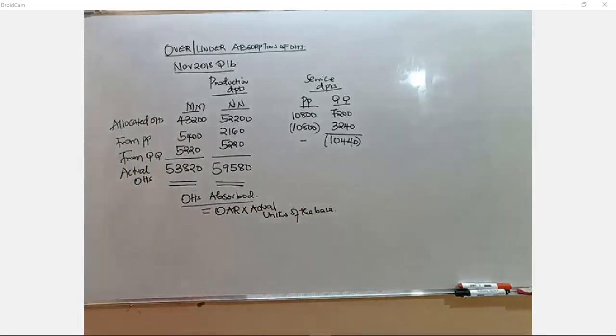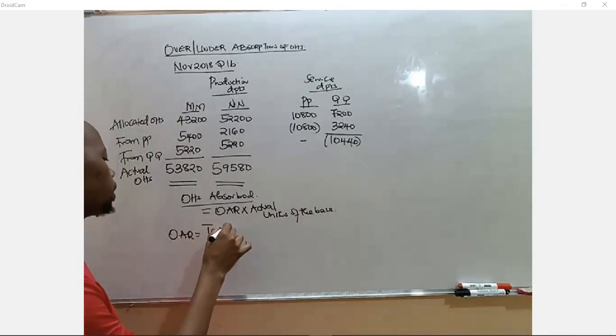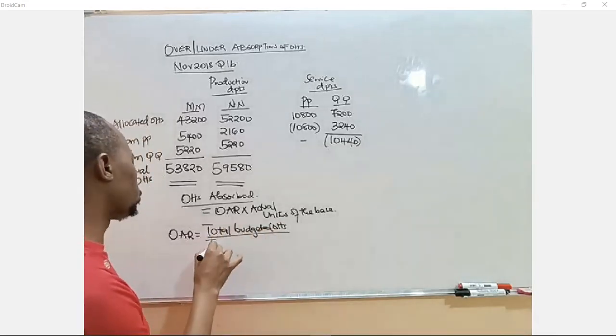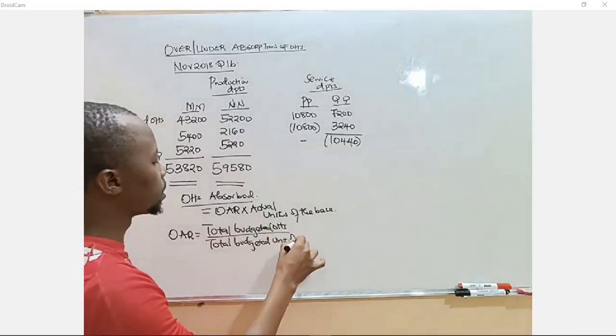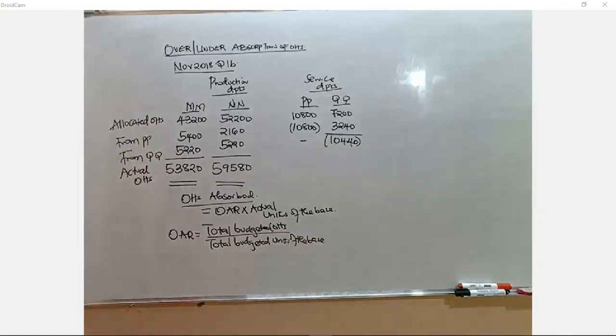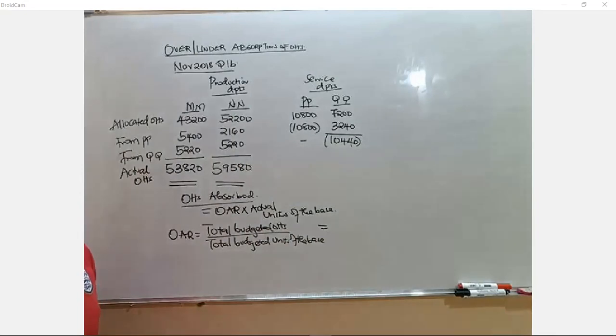So the first thing you have to look at is the overhead absorption rate. To get the overhead absorption rate, we normally take the total budgeted overheads and divide by the total budgeted units of the base. Looking at what the examiner has given, right at the top, before the additional information, the budgeted hours and the cost were given as follows. The first one we start with is MM.